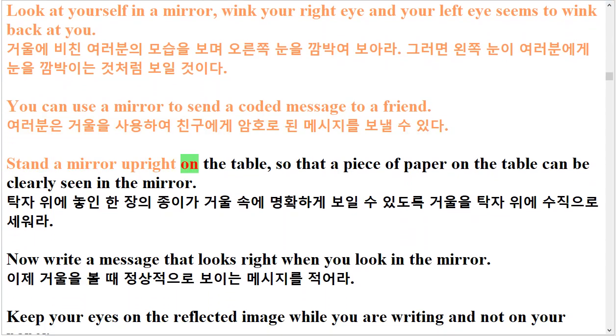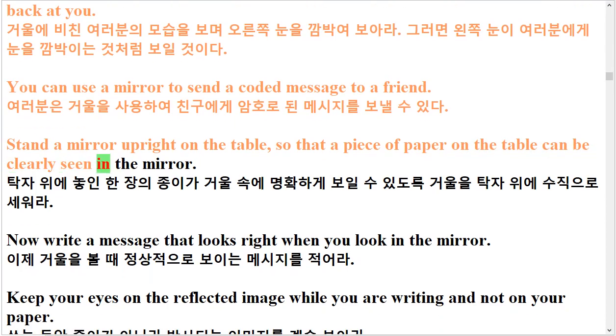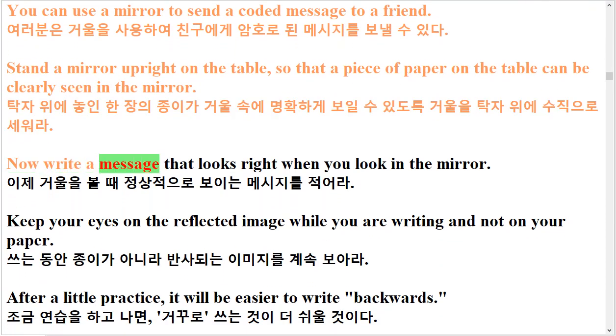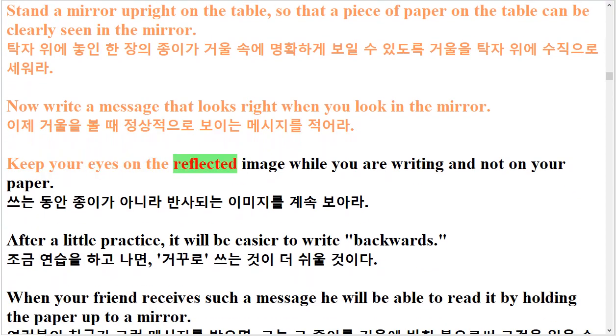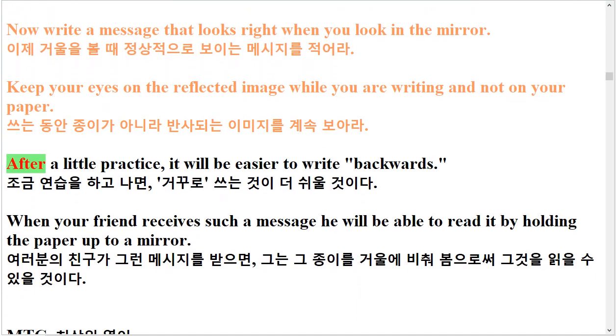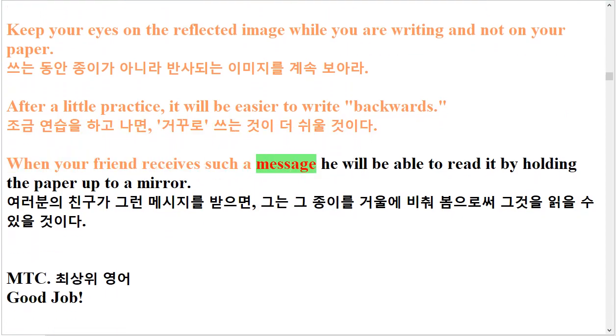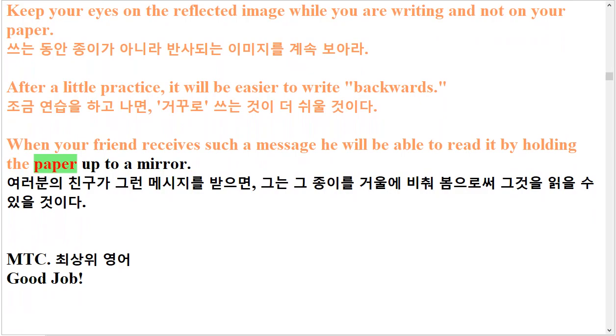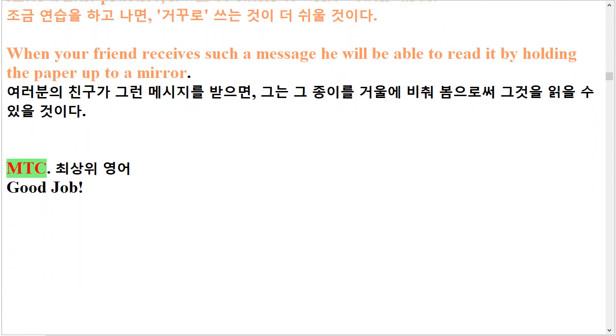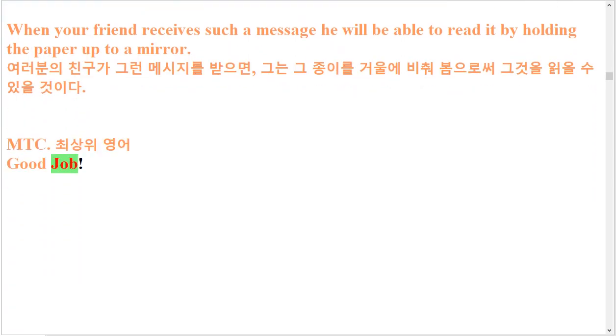Stand a mirror upright on the table, so that a piece of paper on the table can be clearly seen in the mirror. Now write a message that looks right when you look in the mirror. Keep your eyes on the reflected image while you are writing and not on your paper. After a little practice, it will be easier to write backwards. When your friend receives such a message, he will be able to read it by holding the paper up to a mirror.